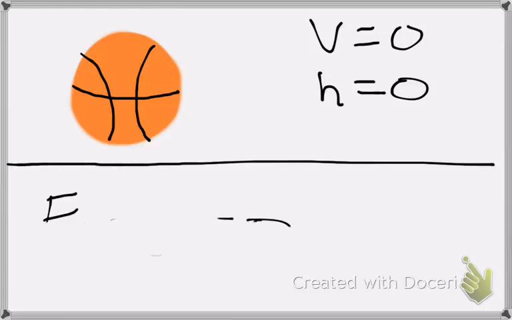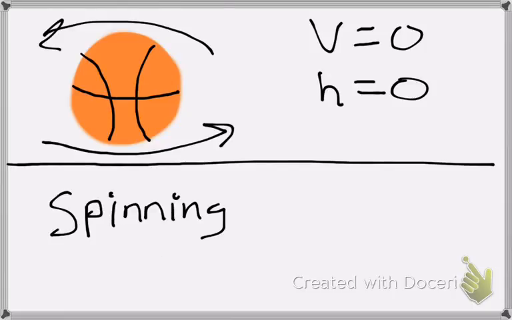Well, we're going to change one small thing, and we're going to say that it is now spinning. It still has no velocity in either direction, so it's not rolling across the floor. It's not going up a hill or down a hill. It's just spinning on the floor.